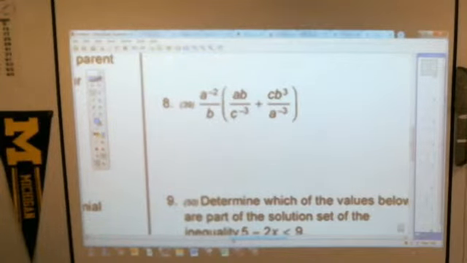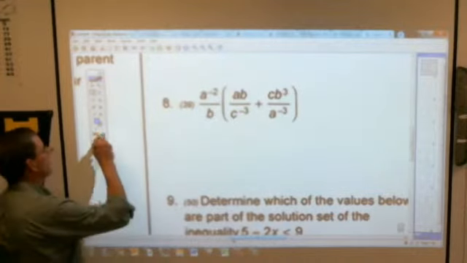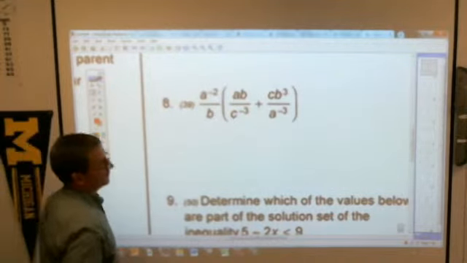What was your first step? Because I do this multiple different ways. Parker, did you do the distributive property first, or did you make all the exponents go to the top, or did you make all the exponents positive? Distributive property. Alright, so let's just do it that way, because you can do it in multiple ways.